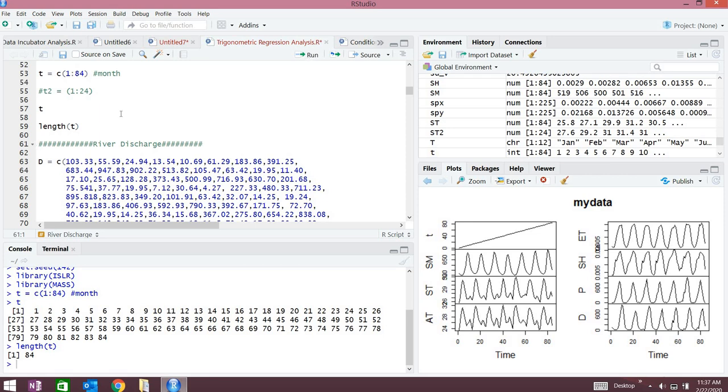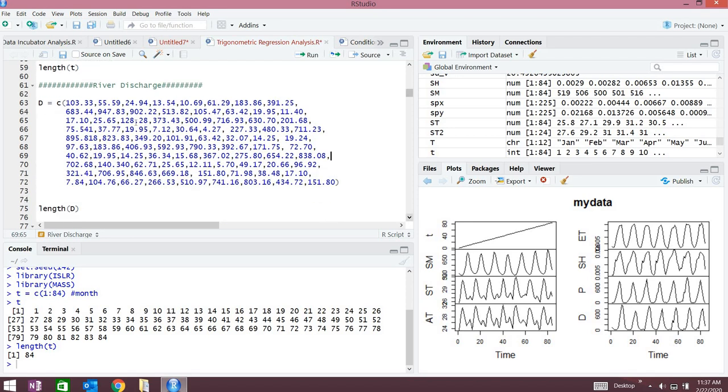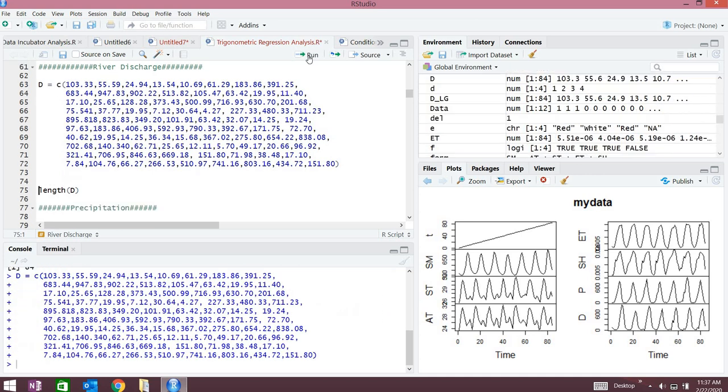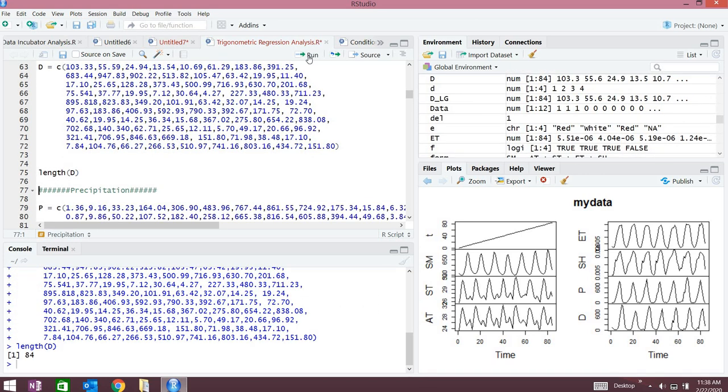So D equals C. I just copy the values and paste here. D equals C, I open the parentheses and I copy the values of discharge from the column and I paste it here, and I separate the values with commas. And the length of D is 84.